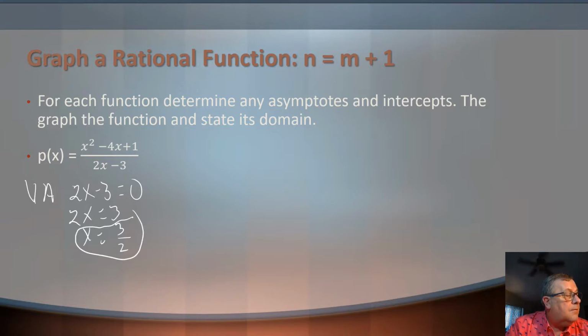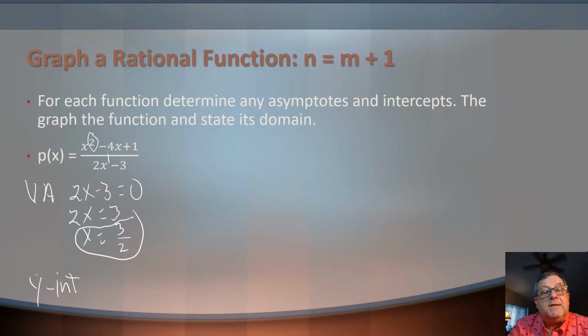Vertical asymptote. We're not going to have a horizontal asymptote because the degree of our numerator exceeds the degree of the leading term of our denominator by 1. 2 minus 1 is 1. So we're going to have an oblique asymptote. Let's see. How about the y-intercept? That's easy enough to do.